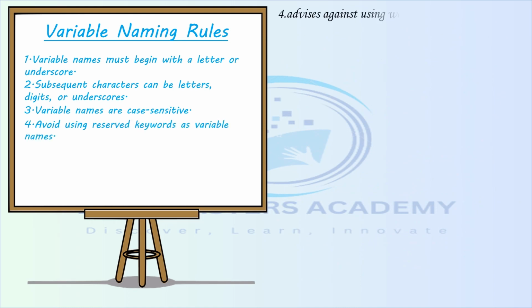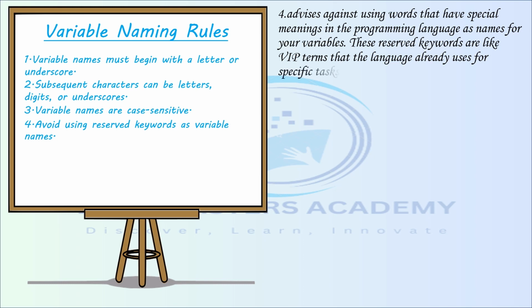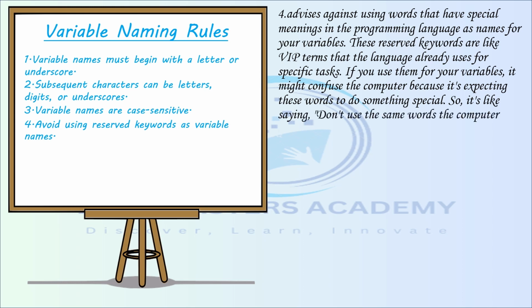Number 4 advises against using words that have special meanings in the programming language as names for your variables. These reserved keywords are like VIP terms that the language already uses for specific tasks. If you use them for your variables, it might confuse the computer because it's expecting these words to do something special. So, it's like saying, don't use the same words the computer already has plans for. Come up with your unique names to avoid any mix-ups.